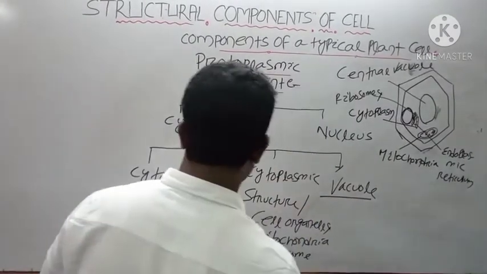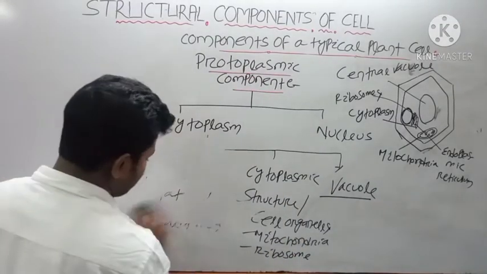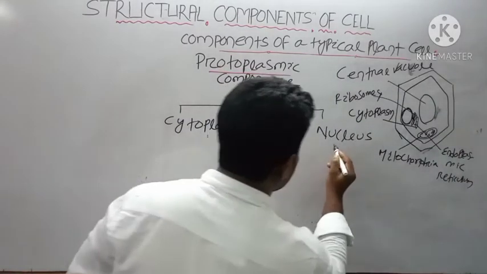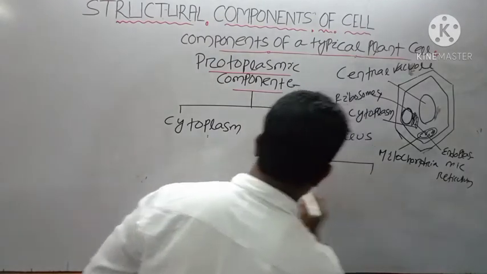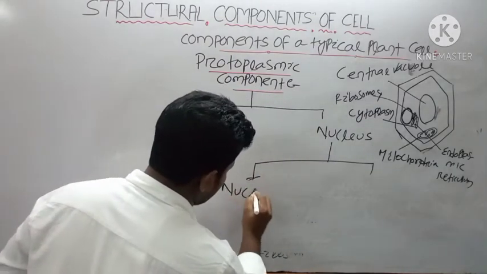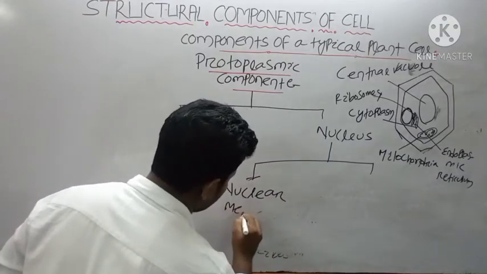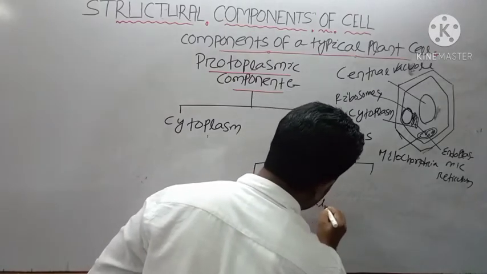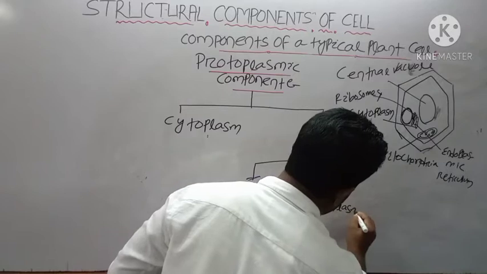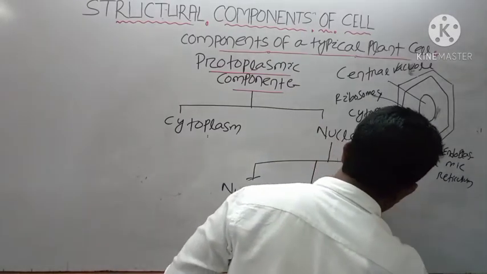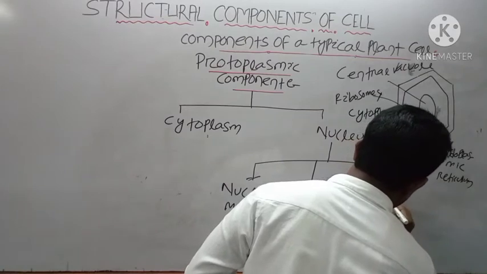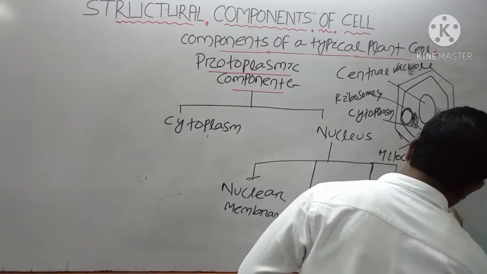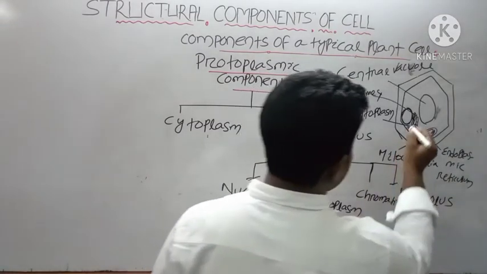Then the nucleus comes. What are the main parts of the nucleus we will discuss now. The nucleus consists of four parts: the nuclear membrane, nucleoplasm, and the last one is the nucleolus. Okay, this is our nucleus.